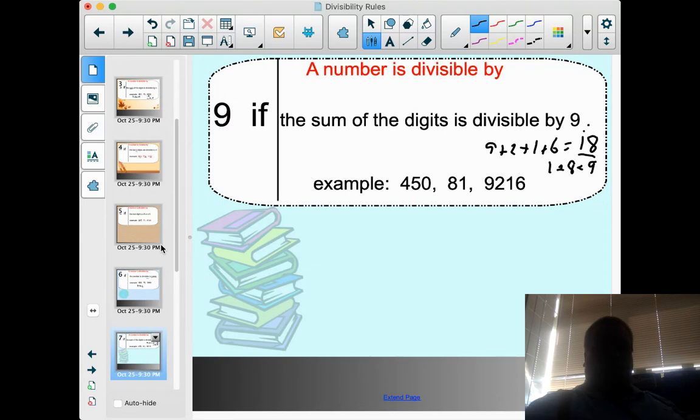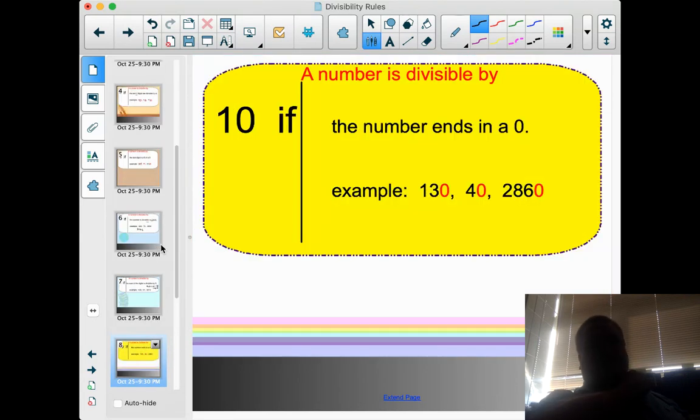All right, we've got one more rule. This rule is for tens. All right, so the rule for tens is if the number ends in a 0, it's divisible by 10. That's pretty easy. So if there's a 0 at the end, you can divide it by 10. That might be the easiest one of them all.